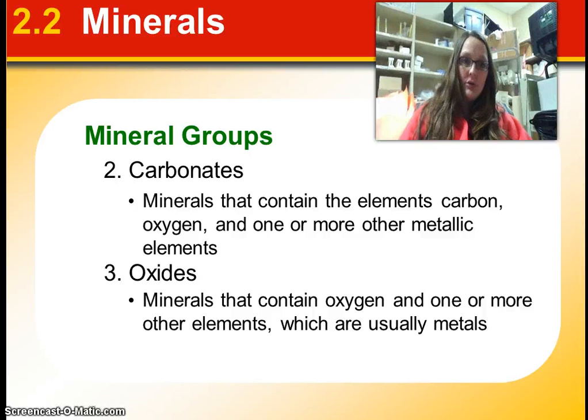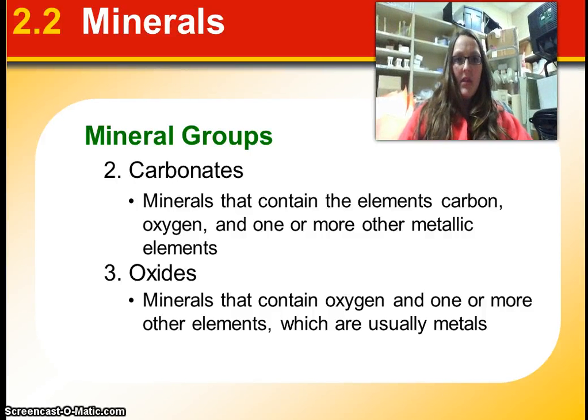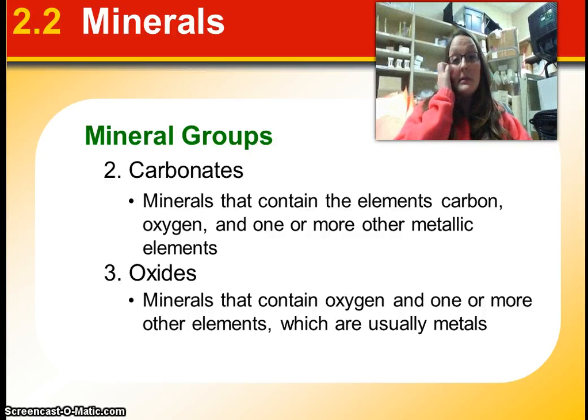Okay, here's our second group, which is carbonates. These are things that contain carbon, but are still inorganic, meaning it's not bonded to hydrogen. So it's carbon and oxygen and metallic elements. Just write it down. We'll get back to it, okay? And then oxides, of course, things that contain oxygen.